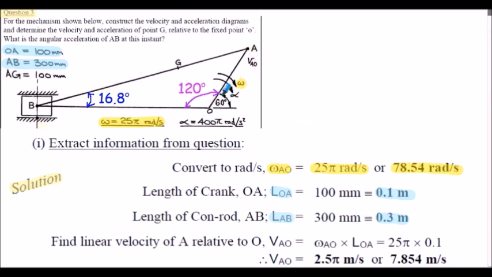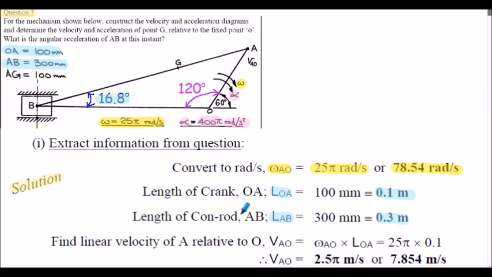Notice in this case the crank link AO is actually accelerating, and the angular acceleration alpha has been stated as 400 pi radians per second squared. So that'll make a slight difference when we begin constructing our acceleration diagram. Drawing the mechanism to a scale, I measure the angle at B here is 16.8 degrees.